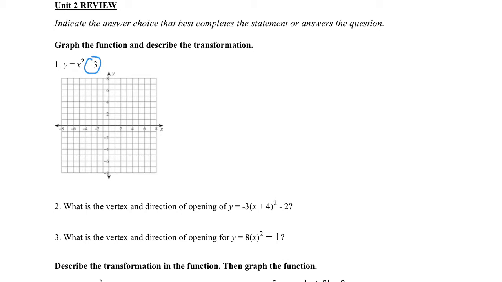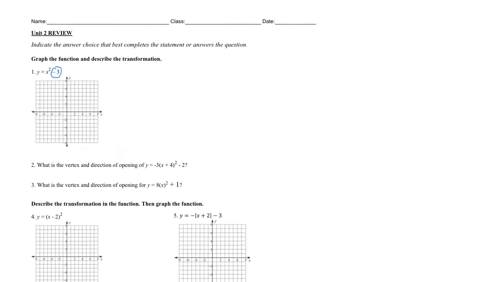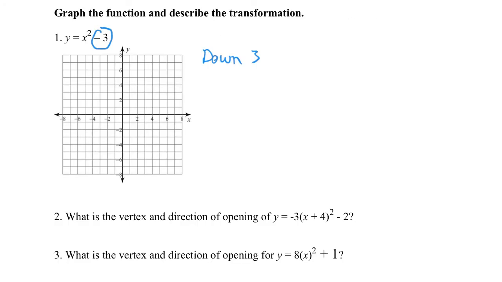So whenever you have something on the outside, it moves up or down, and so this is going to move down 3. And that's all it's going to do. It's not going to move left or right. It's just going to move down 3. So we put our vertex down 3, and then we follow the standard quadratic pattern. There's no shift. So that goes up 1 over 1, then up 3, and over 1, gets mirrored on the other side. So there is your quadratic graph.